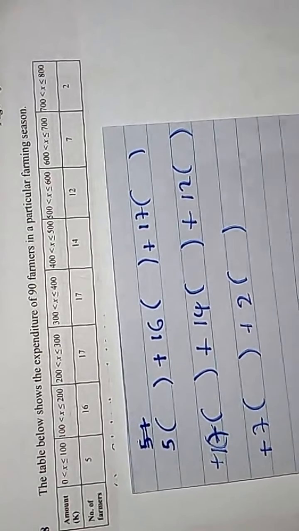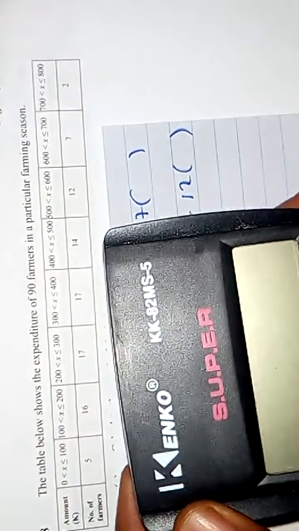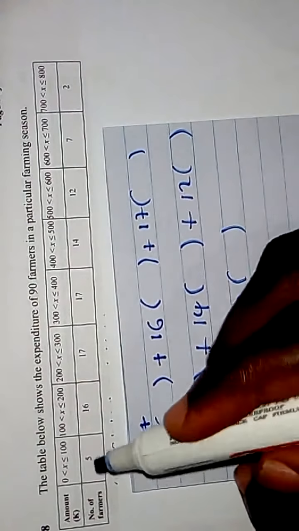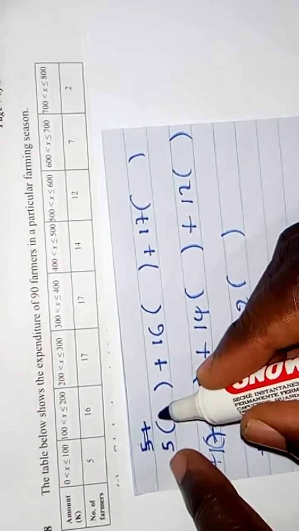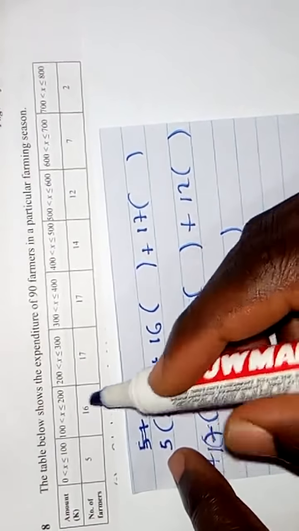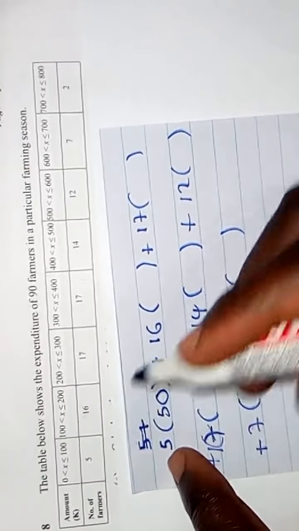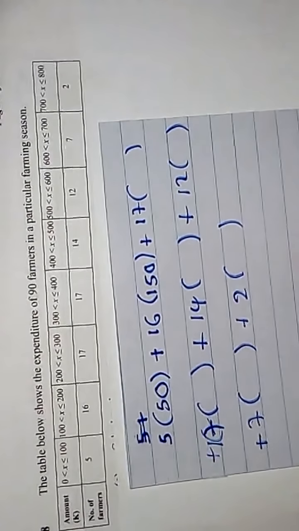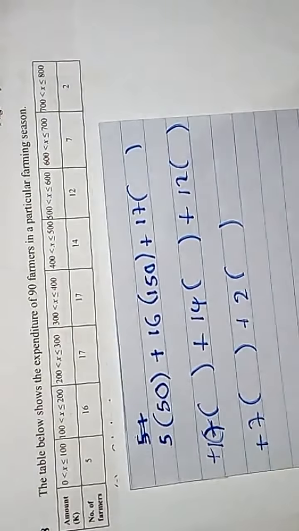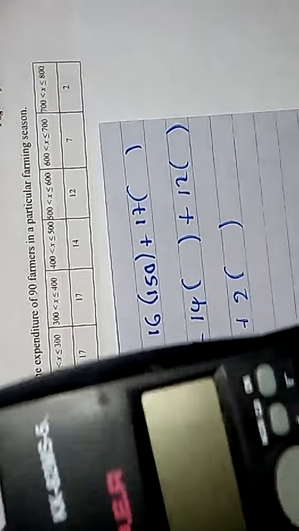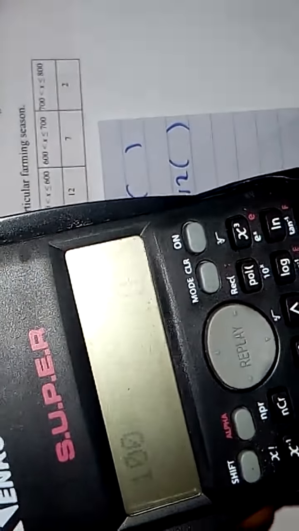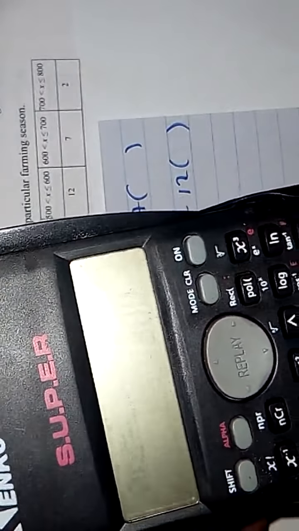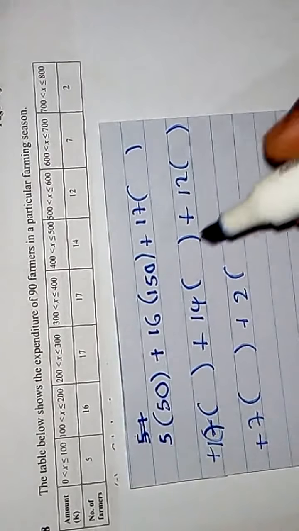So here, the first number will be 100 divided by 2. It's a midpoint. The number that is in between 0 and 100 is 50. The number that is in between 100 and 200 is 150. How did I find 150? You get the number at the beginning and the end. For example, here there is 100 and 200, so you say 100 plus 200 divided by 2. It's 150.